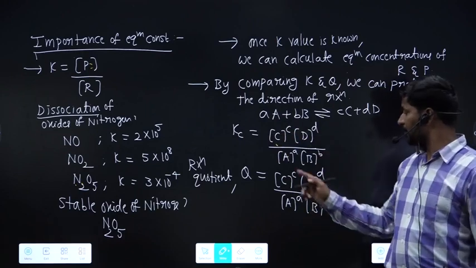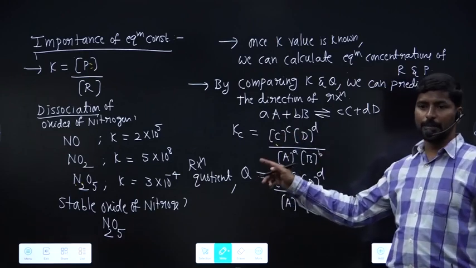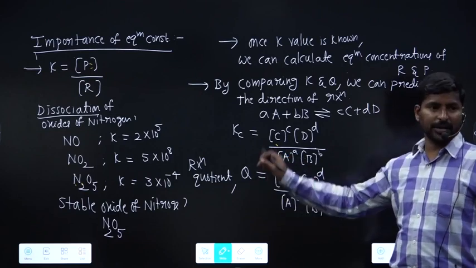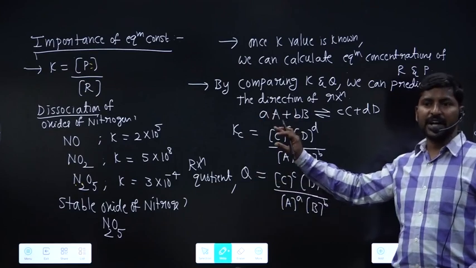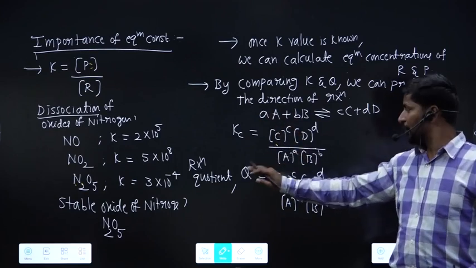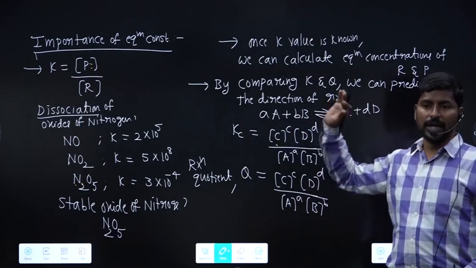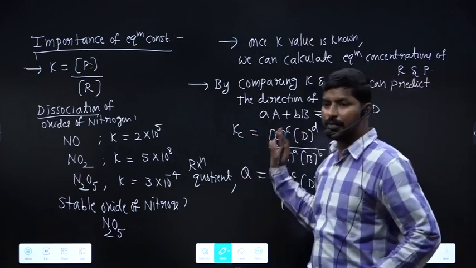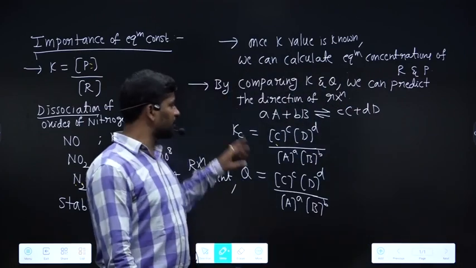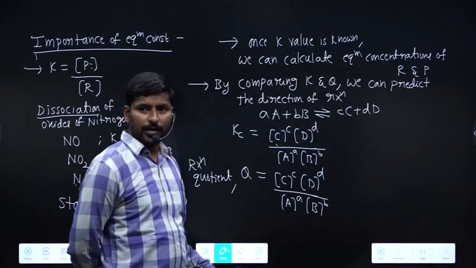Okay. So during the progress of the reaction, what happens? The Q value changes, but K is fixed. Q value changes, and when the reaction reaches equilibrium, the Q value reaches the K value. Q value approaches the K value. So K is a special case of Q.